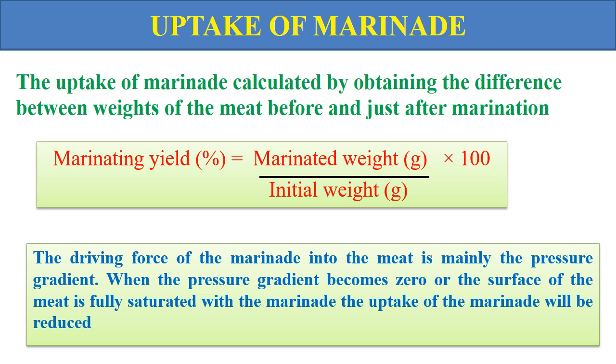The driving force of the marinade into the meat is mainly the pressure gradient. So when the pressure gradient becomes zero, or the surface of the meat is fully saturated with the marinade, the uptake of the marinade will be reduced. So once the surface gets saturated, it will not be able to take up the marinade. Further uptake of marinade will be reduced.